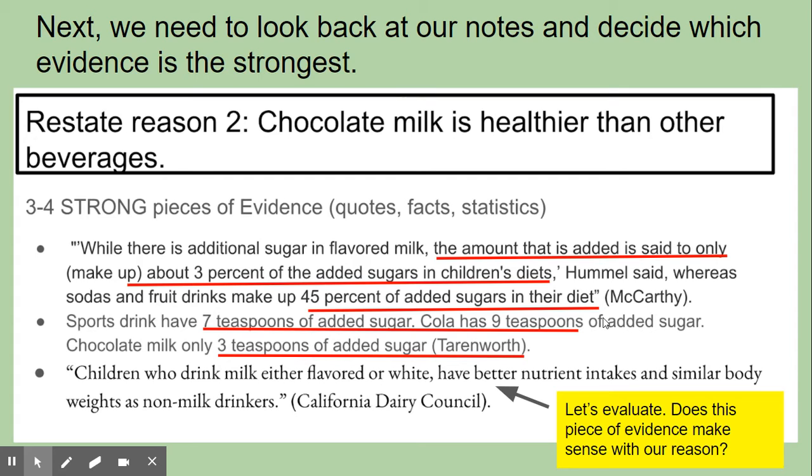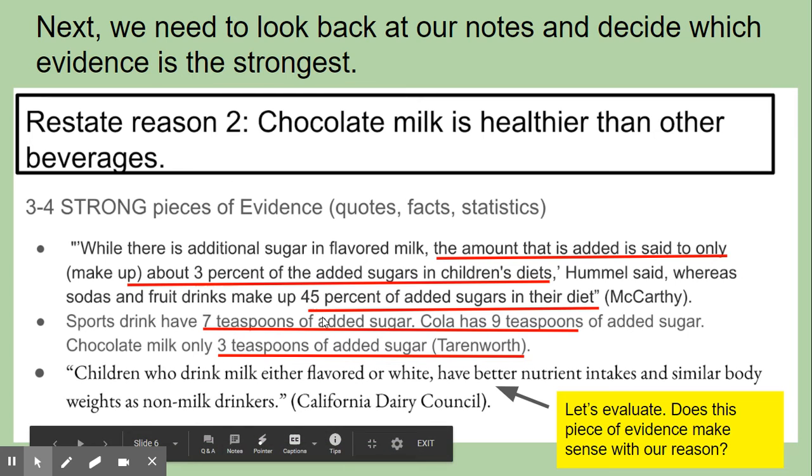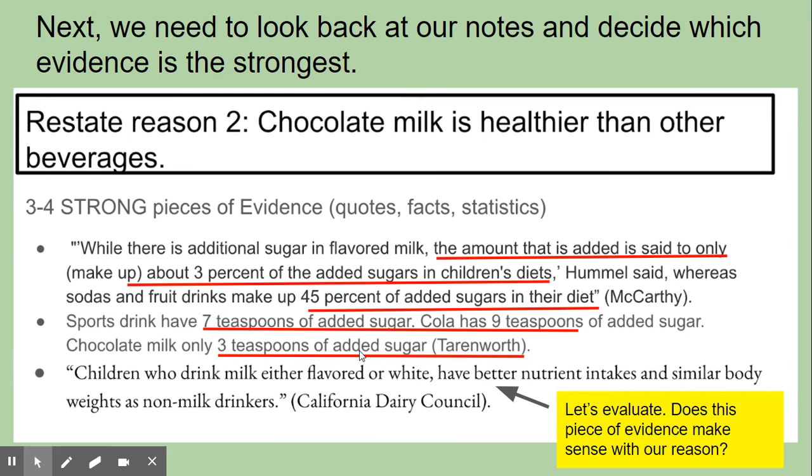All right, my next quote comes from the Nutrition in Disguise article by Manny Taranworth. In this part, I paraphrase. I said sports drinks have 7 teaspoons of added sugar, cola has 9 teaspoons of added sugar, and chocolate milk has only 3 teaspoons of added sugar. And I underlined the most important parts, which were the amount of sugar: the 7 teaspoons, the 9 teaspoons, and the 3 teaspoons.